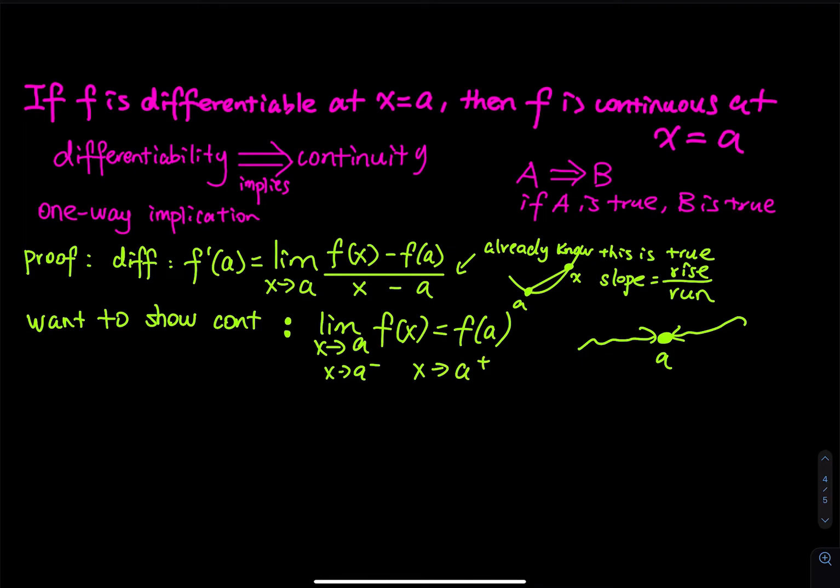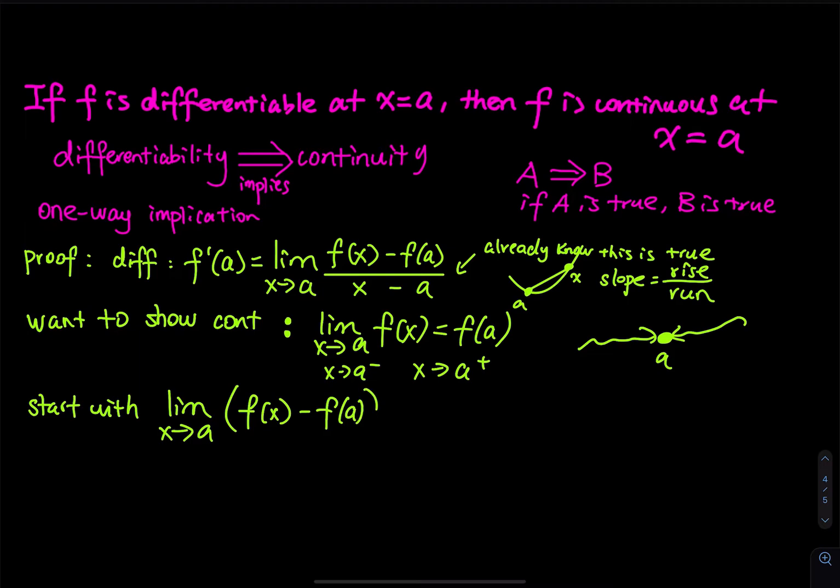The hardest part of this proof is knowing what to start with. In this proof, we are going to start with the limit as x approaches a of f of x minus f of a. And then the next step is even more complicated. I'm going to copy this and save some space for myself. I'm going to multiply by a quantity times f of x minus f of a.